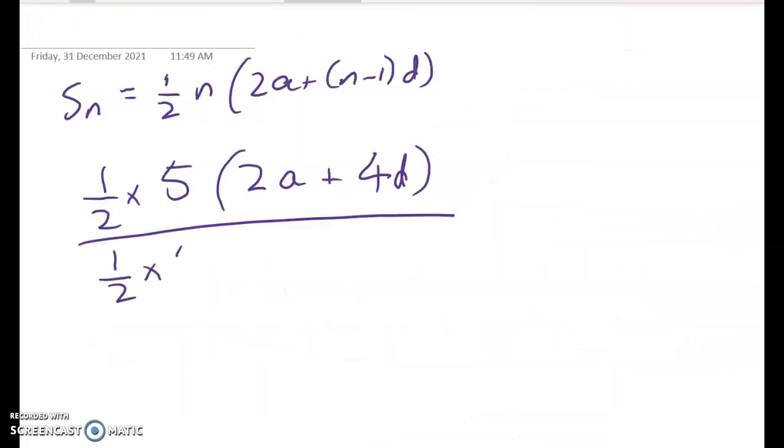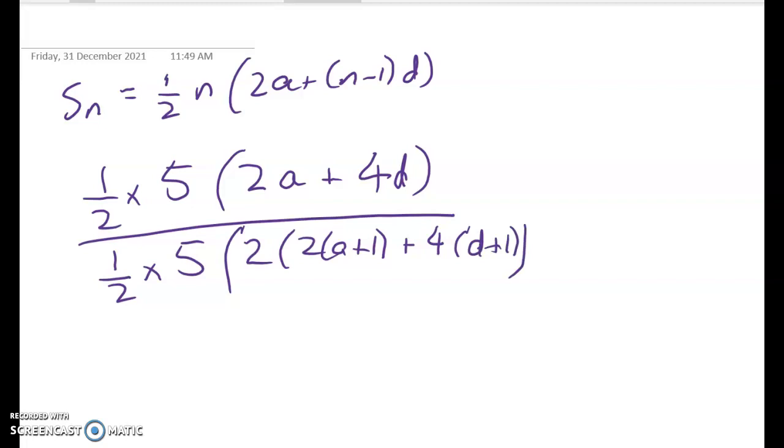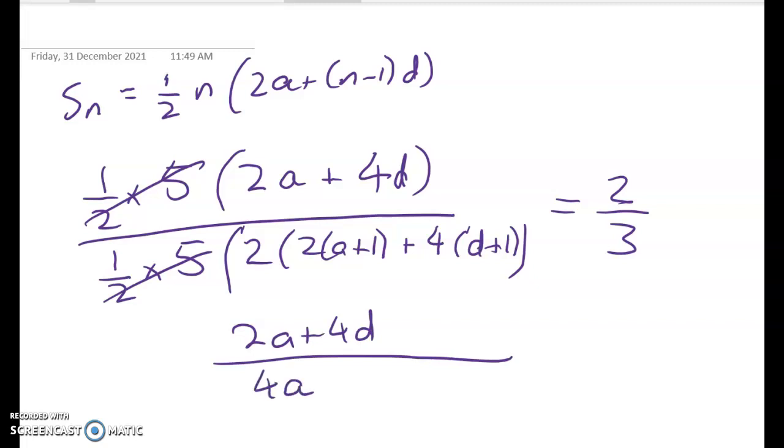So again, it's the first 5 terms in Q. So we've got 2 times the first term and then 4 lots of the common difference, which is d plus 1. So this looks terrible, but it's not really. And we're told that that equals 2/3. So the first thing you notice is that we can simplify that away. And then we have 2a plus 4d over 4a plus 4 plus 4d plus 4 is equal to 2/3.